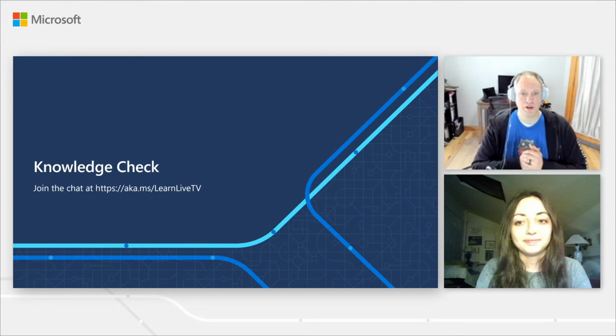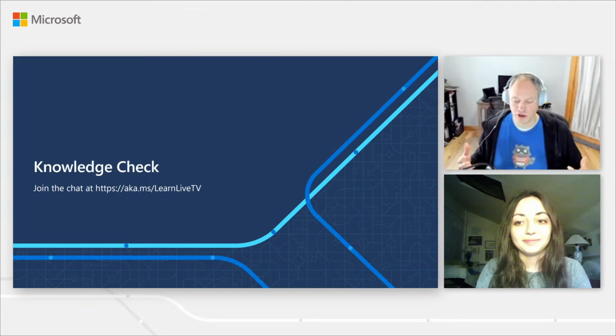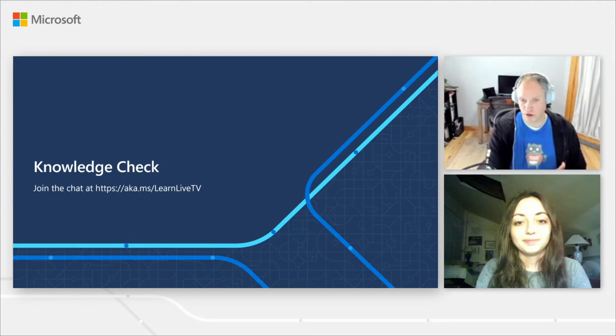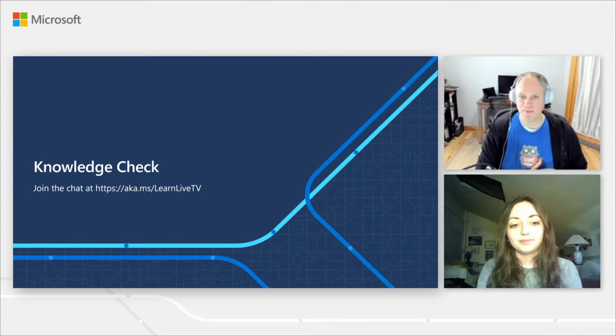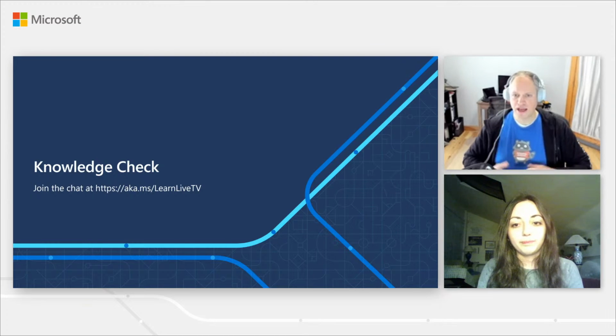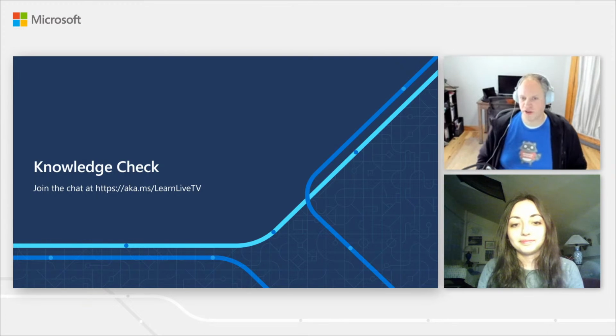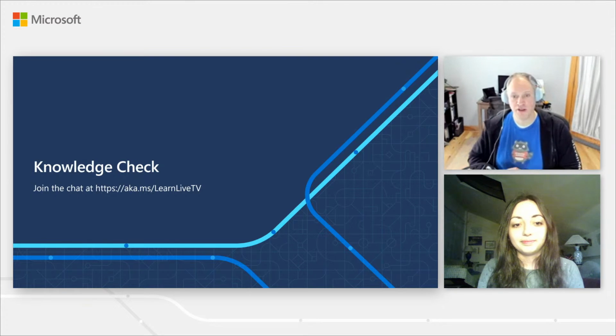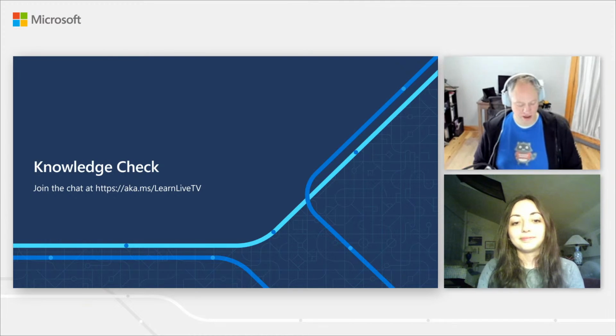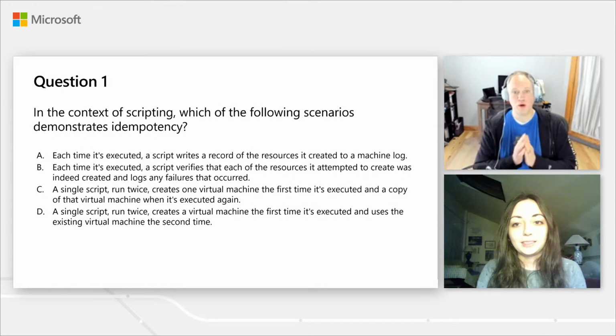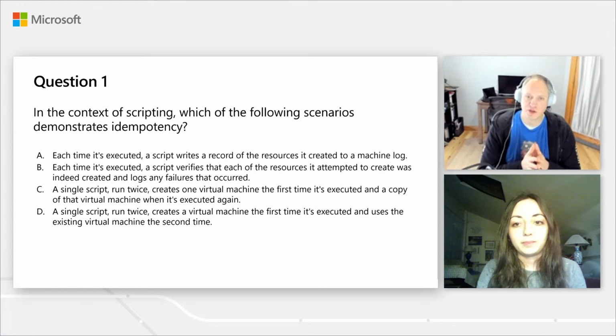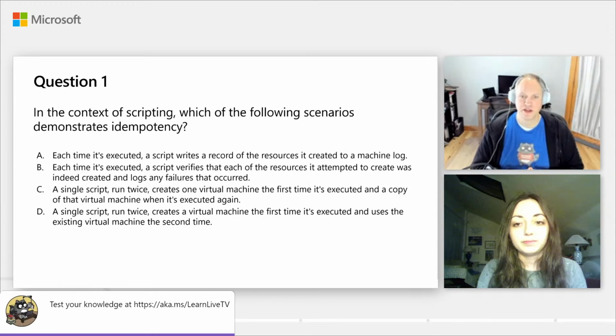Now, one of the great things about Microsoft Learn is we have these knowledge checks throughout the Learn module that help make sure that we're getting the key points out of the lessons that we're going through. So now we've got a basic understanding of scripting and some of the positives and negatives. Let's get the audience involved a little bit with a knowledge check. And if you're watching on anything other than Learn TV, head over to aka.ms, Learn Live TV, and you can answer these questions along with us. So, question 1. In the context of scripting, which of the following scenarios demonstrates idempotency?